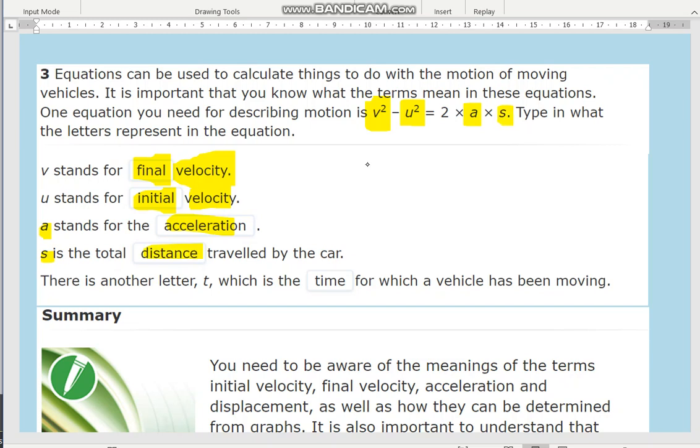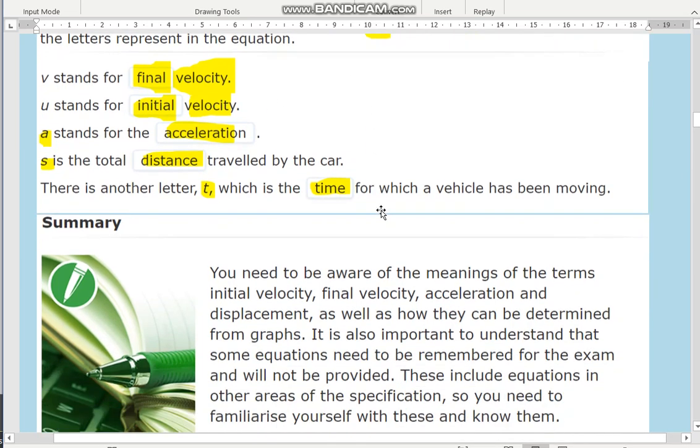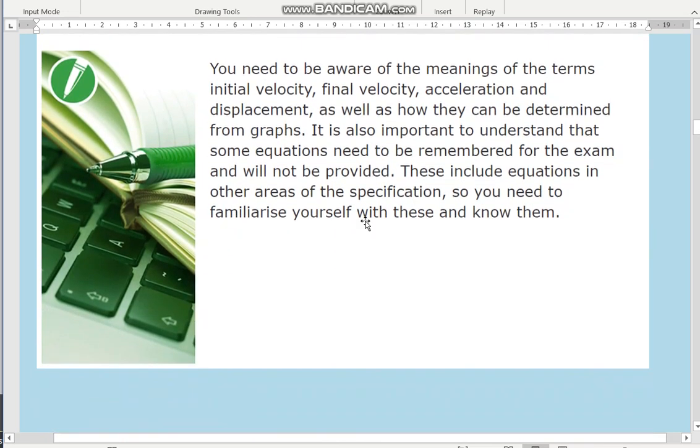So the correct symbol for distance is an s, not a d. There is another letter t, which is the time for which a vehicle has been moving. That's not shown in this equation, but it is shown in others. So you need to be aware of the meanings of the terms initial velocity, final velocity, acceleration, and displacement, as well as how they can be determined from graphs.